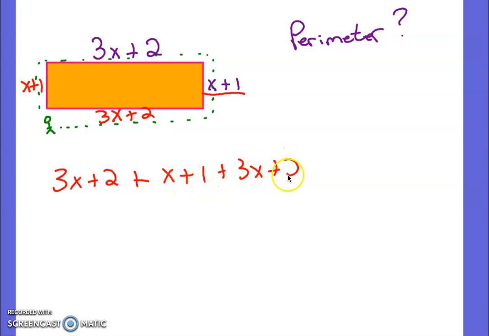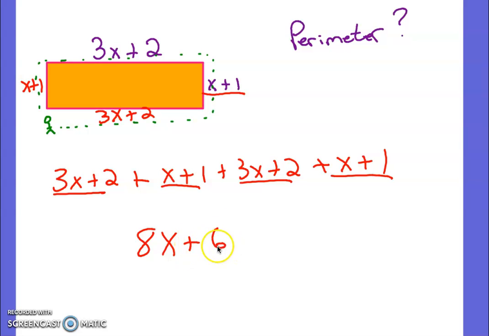And so I'm really adding a bunch of polynomials together. All right, so I have that polynomial added to that polynomial, added to that polynomial, added to that polynomial. And then I just combine like terms. So add all my x's together, I get 8x, add all my numbers together, and I get 6. So this is the perimeter of that rectangle.